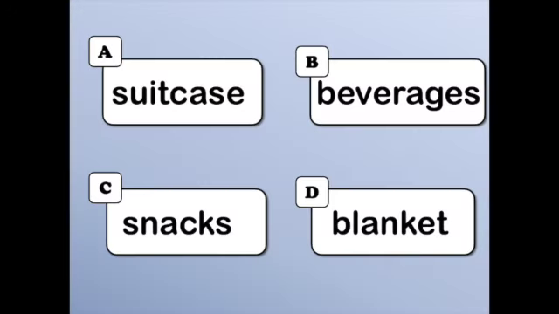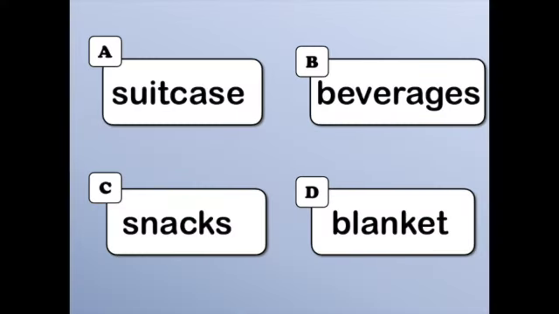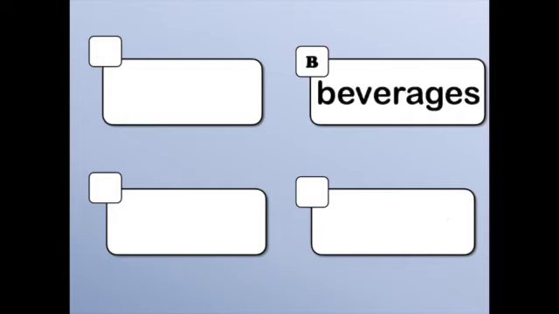Okay, next one. These are small portions of food, often eaten between meals, such as chips, nuts, or fruit. The answer is snacks. You need some snacks on a long flight, that's for sure. Next one, last one. Here we go. This is another word for drinks, especially those that are non-alcoholic, like water, juice, coffee, and tea. Beverage or beverages.